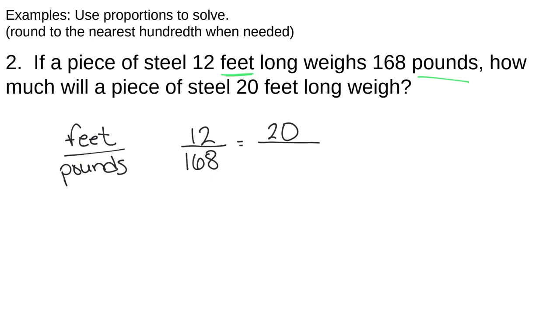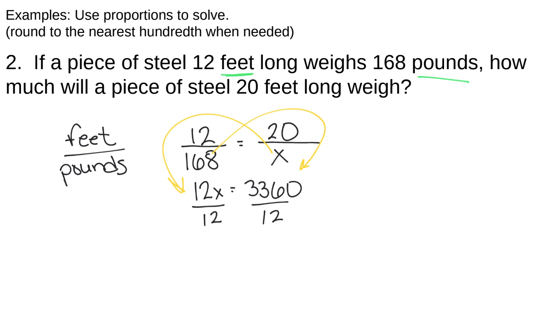And how much will it weigh? Well, that's the question. And weight is in pounds, so there's your x. Now that we've got it set up, we can cross multiply to solve. We start by doing x by 12. So when you multiply x and 12, we get 12x. 168 times 20 is 3,360. To solve for x, we would need to divide both sides by 12, because 12 divided by 12 is like a 1, and 1x is what we're looking for.